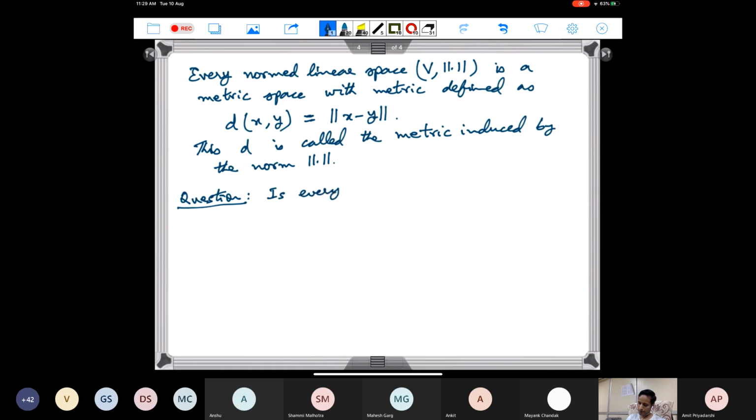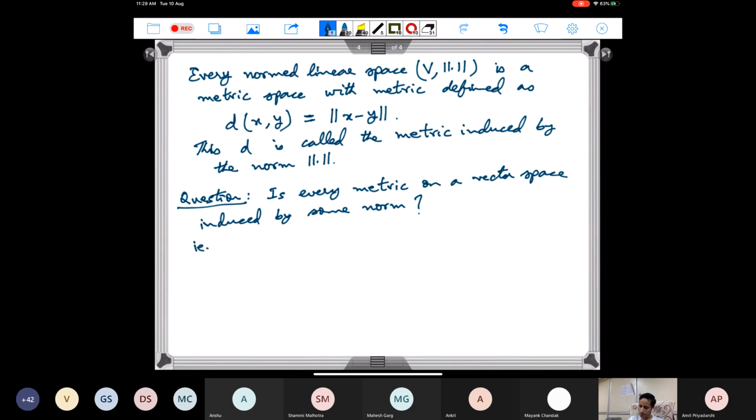Is every metric space metric on a vector space induced by some norm? That is, if you have a vector space and you are given a metric on that, then is it true that you can define a norm such that d of xy is equal to norm of x minus y?